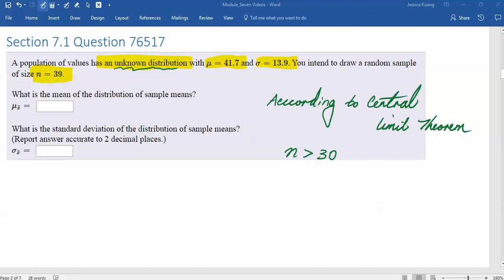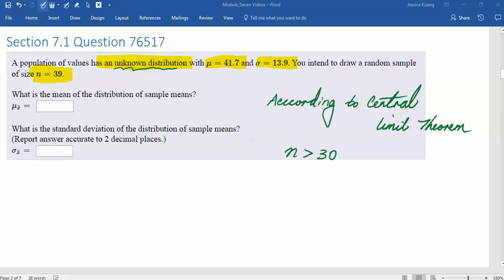A population of values has an unknown distribution with mean equals 41.7 and the standard deviation equals 13.9. And I intend to draw a random sample with the size equals 39. And I would like to find out what is the mean of the distribution of sample means and what is the standard deviation of the distribution of sample means. What does this question mean?